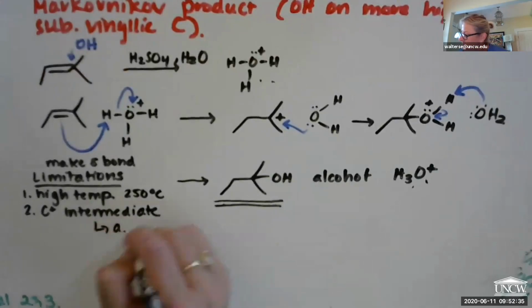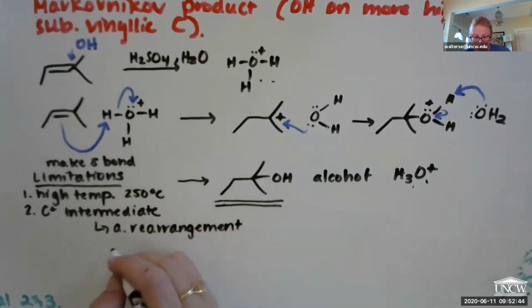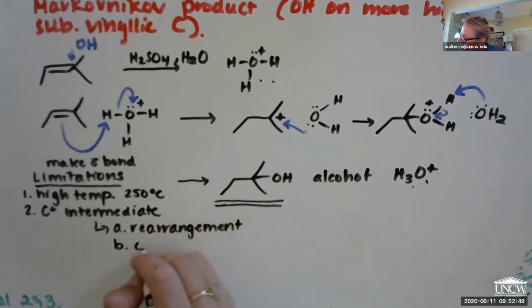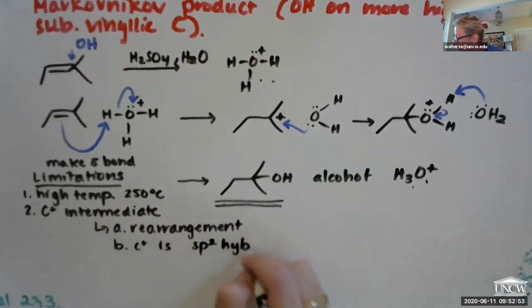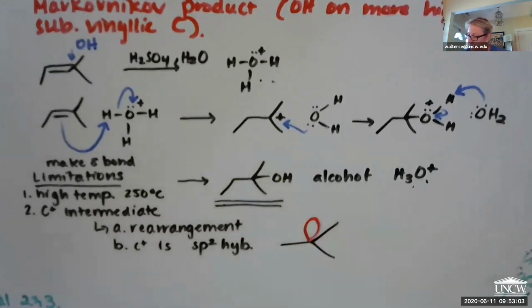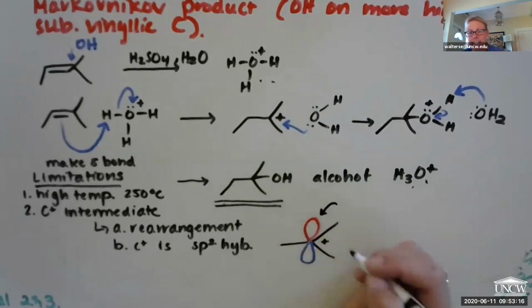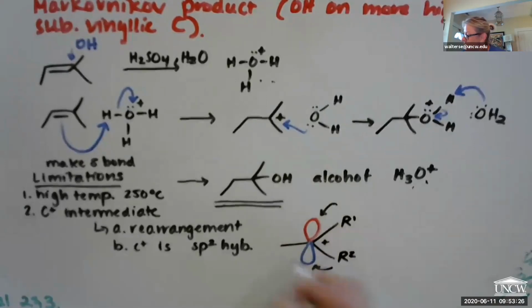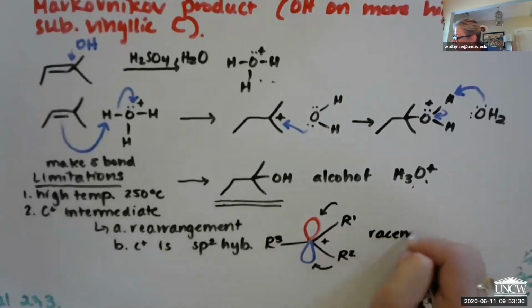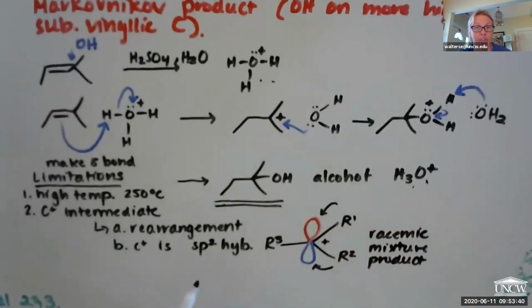The first problem is that carbocations can rearrange. Okay. The second problem is that your carbocation is sp2 hybridized. Okay. So if we draw that, and now we're going to look at it from the side. When this water attacks, it can attack from the top or the bottom. Okay. If these groups are different, you're going to get a mixture of enantiomers. And the same would have been true for the hydrohalogenation reaction. Okay.